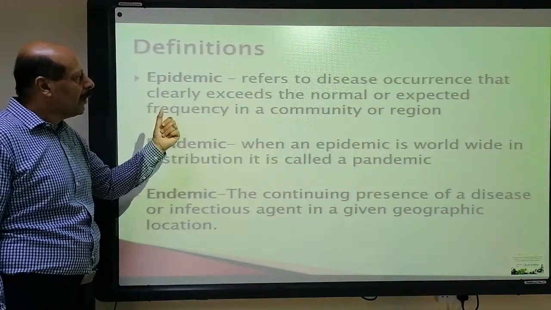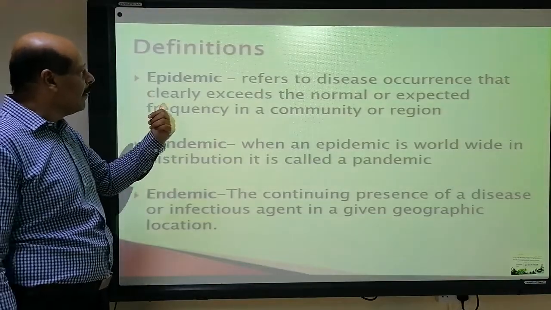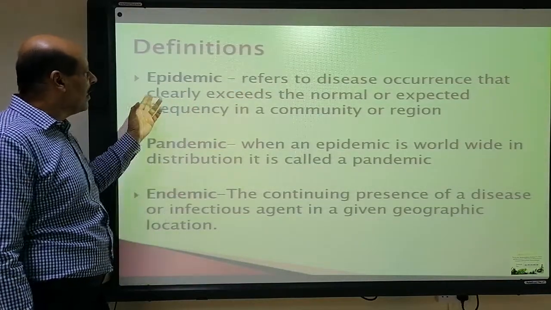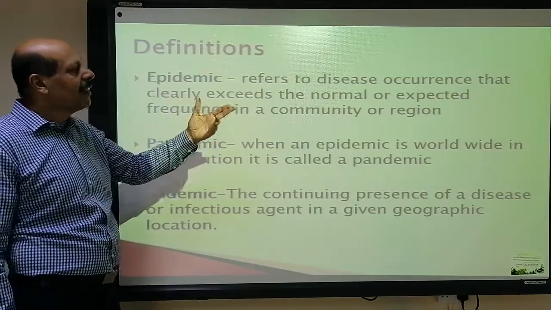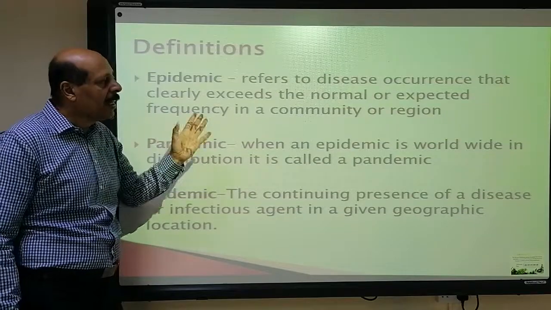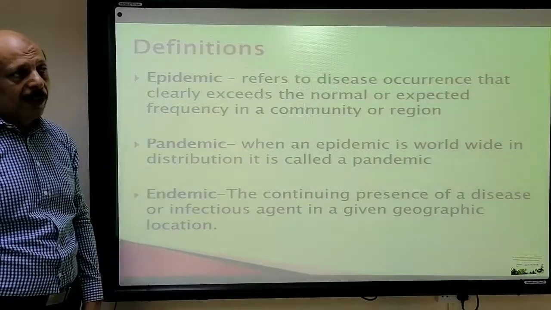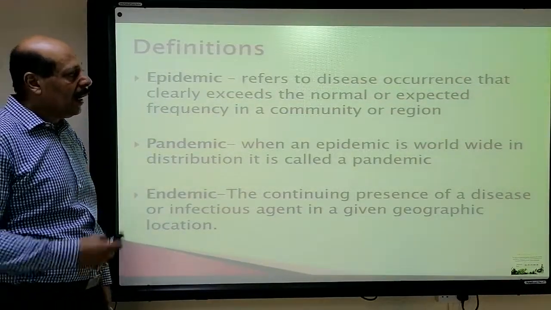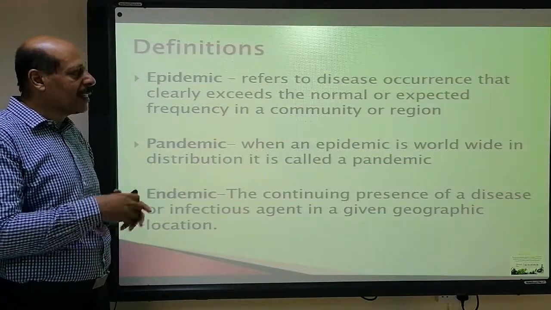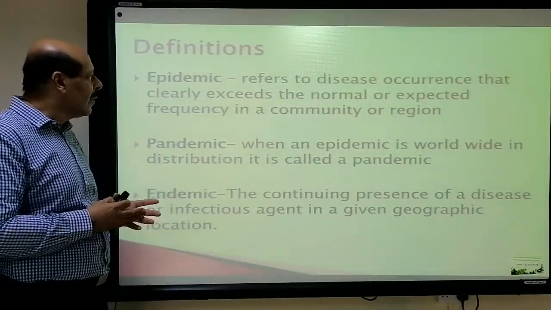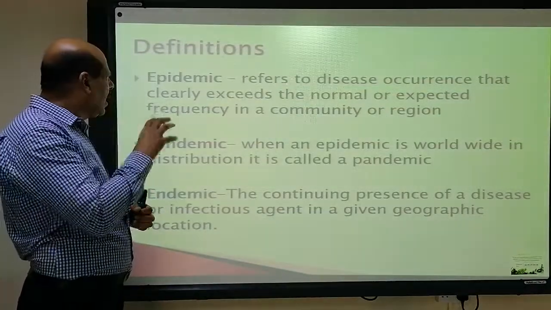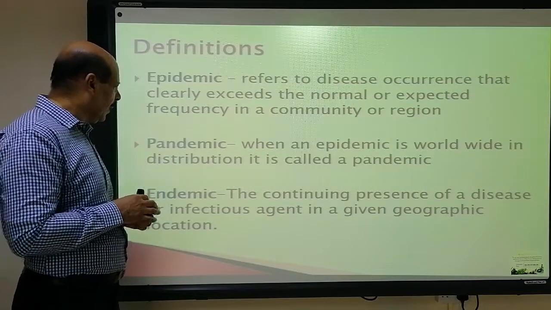Definition of epidemic. Epidemic refers to disease occurrence that clearly exceeds the normal or expected frequency in a community or a region. So when a disease exceeds its normal occurrence in a region or in a community, it is considered as being epidemic in that community.